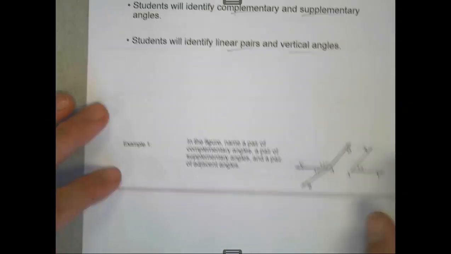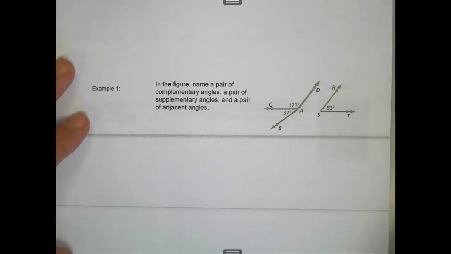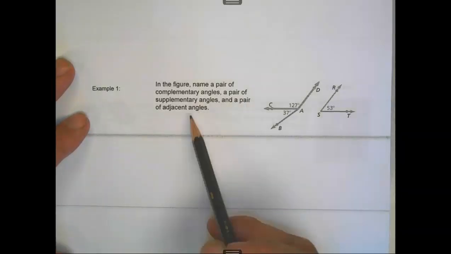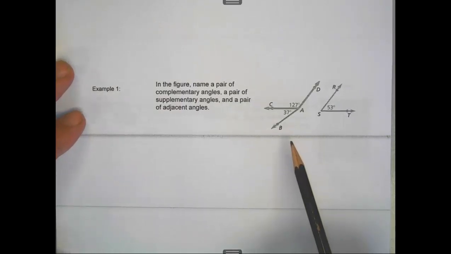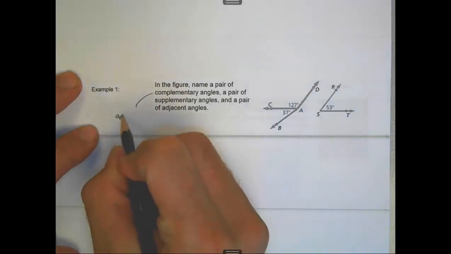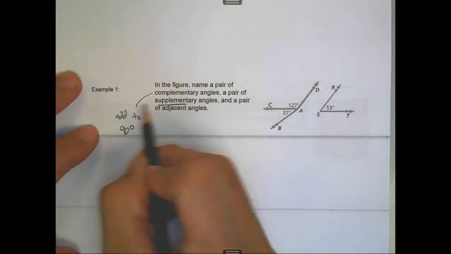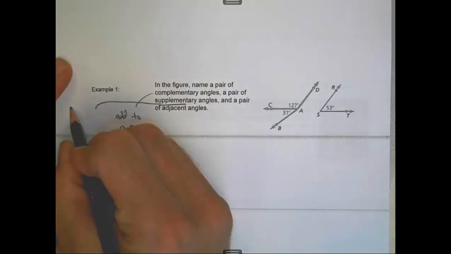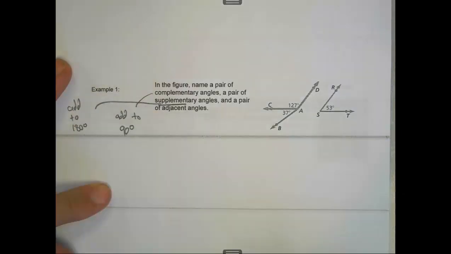All right, so the first example says, in the figure, name a pair of complementary angles, a pair of supplementary angles, and a pair of adjacent angles. Complementary angles are two angles that add up to 90 degrees, so let's write that. And supplementary angles are two angles that add to 180 degrees.